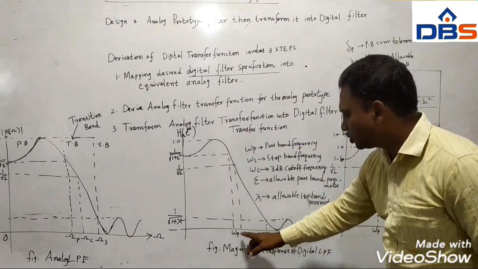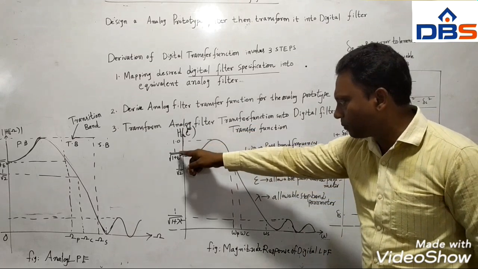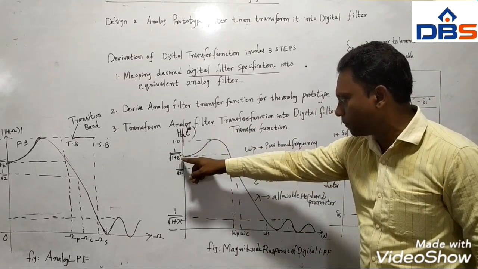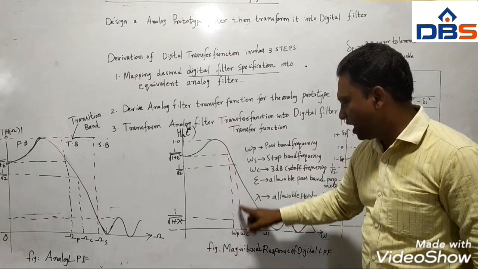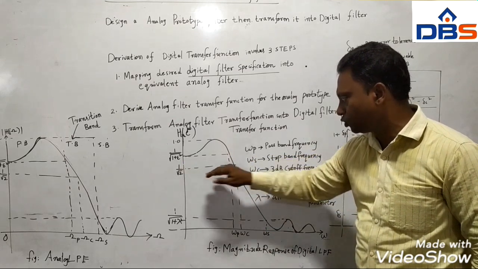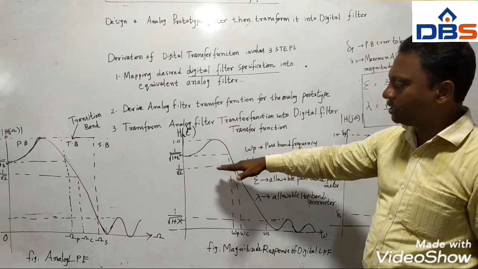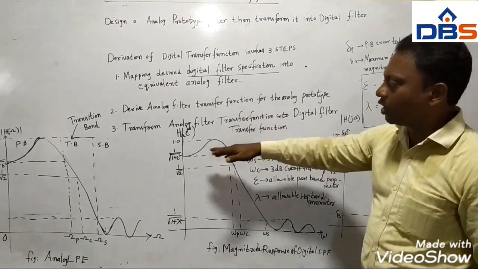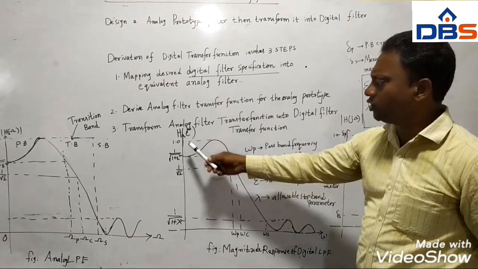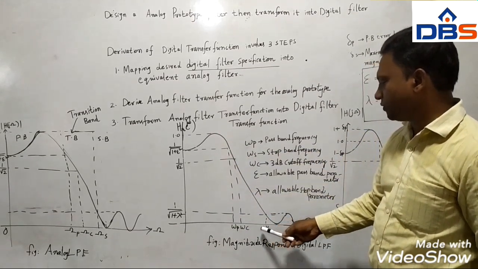Again here, the frequency value at which the 1 by under root 1 plus epsilon square line touches the magnitude function is the pass band frequency, and the cutoff frequency is where the 1 by root 2 line cuts the magnitude characteristics at this particular point. So the magnitude reduces to 3 dB down of its maximum value. The maximum value is 1, 3 dB down means 1 by root 2 only, and that is the cutoff frequency.